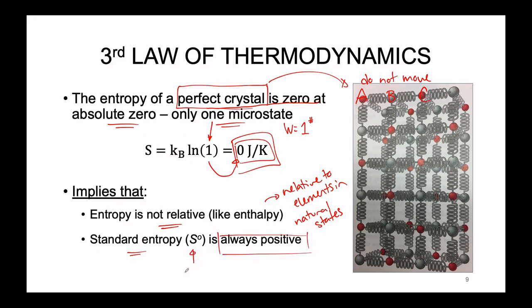Notice that our variable here does not have a delta value. This is because standardized entropies for a particle or a compound are not relative to anything. There is no change measured here. There is one individual entropy value measured for a particle, and this number is going to be positive because the entropy will always be greater than that at absolute 0.